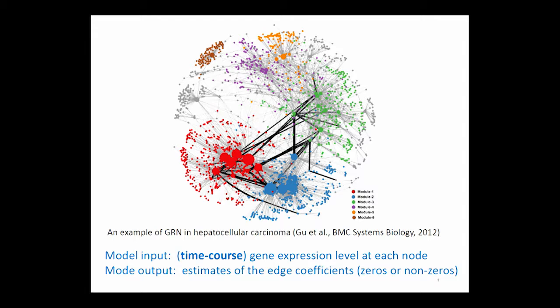To be more specific, our model input is the time course gene expression level at each node, or at each gene. But in reality, we usually only have like 6 to 10 time points. So the sample is really sparse. And the model output is the estimates of the edge coefficients. They are zeros or non-zero. Zero means the pairwise interaction does not exist.